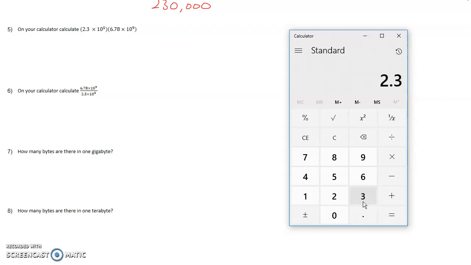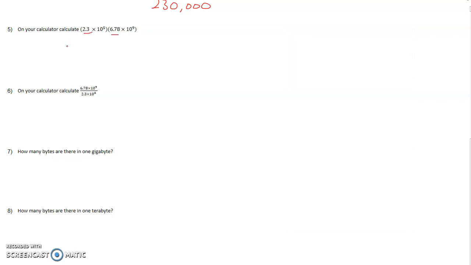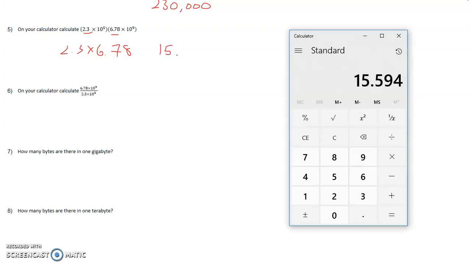So if we are going to do this by hand, or the long way, I'm still going to use a calculator. What we're going to do is multiply these numbers: 2.3 times 6.78. When I multiply those, I get 15.594.